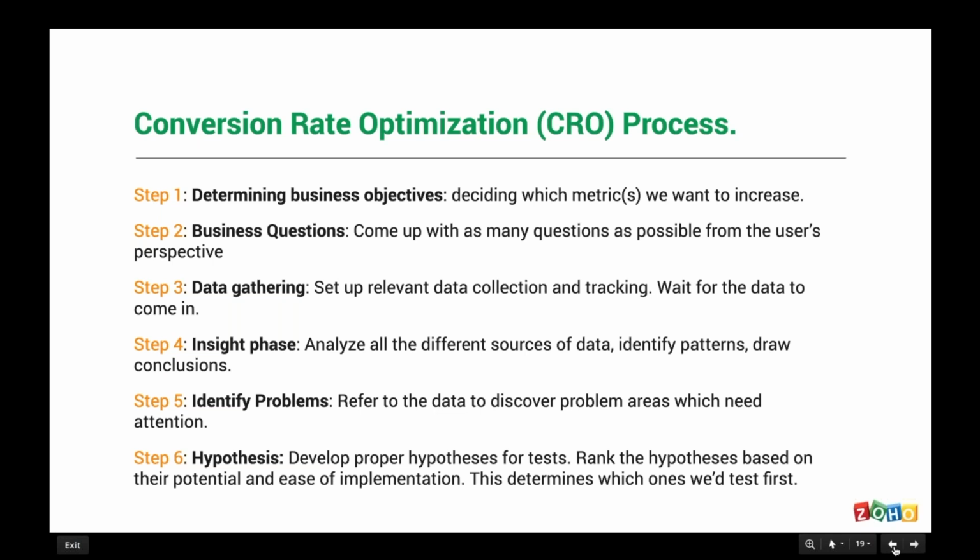Once we have a list of all the problems, once we have a list of all the opportunities, we need to turn these into hypotheses. So that is the next step, developing a proper hypothesis. Step number 6. A hypothesis is based on the data observed. We think by making this change for this group of users that this will happen.